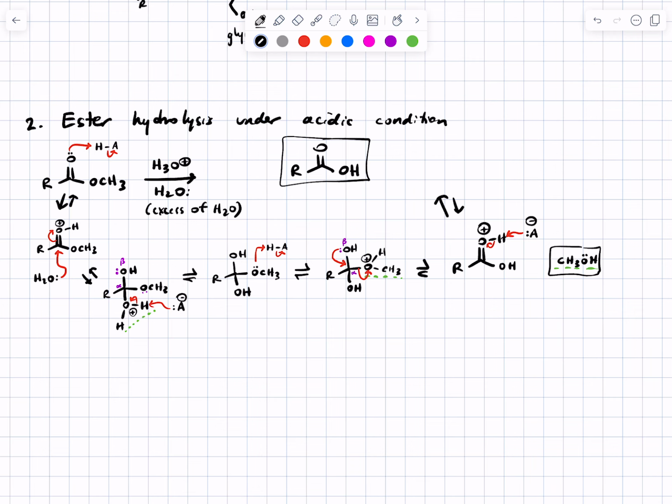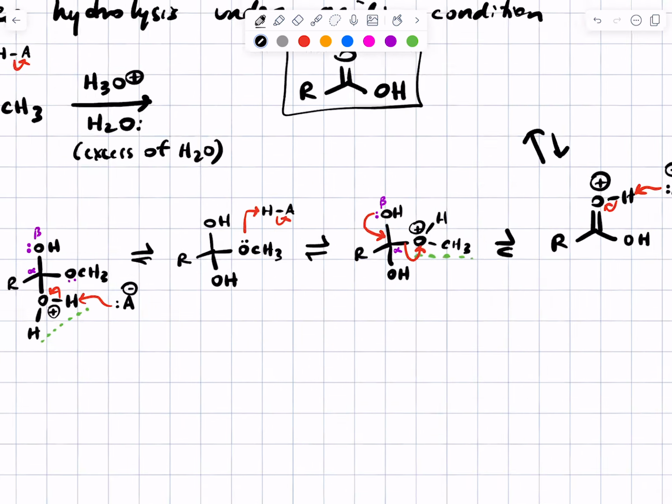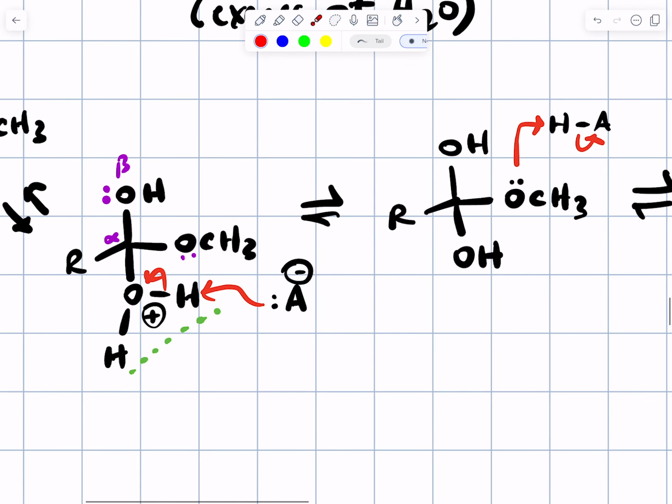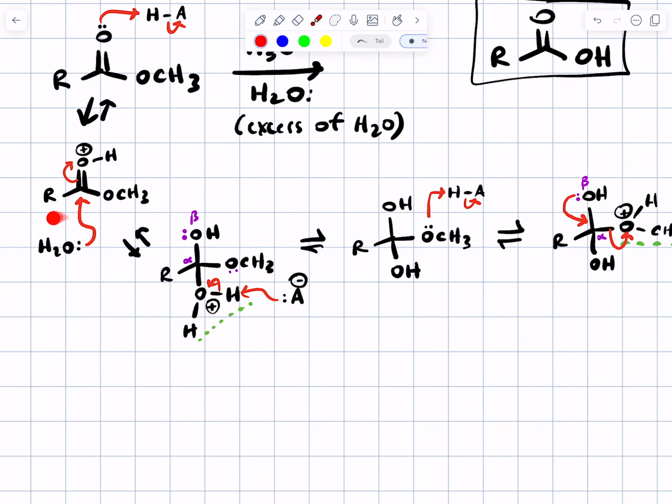Go ahead. So when you're protonating the OCH3, make sure that it doesn't protonate one of the OH groups. How do you make sure it doesn't protonate one of the OH groups? The fact is it does. And if you protonate one of the OH groups, you're simply going backwards, which happens. But the fact that we've got an excess of water is going to make the forward steps more efficient.